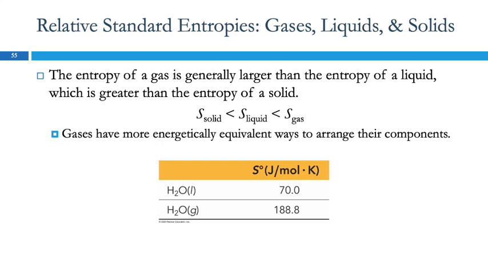So the state of the substance. The entropy of a gas is generally larger than the entropy of a liquid. Liquid has more entropy than a solid, because gases have more energetically equivalent ways to arrange their components. In a solid, the particles are stuck relative to each other, and they can vibrate at different rates, but they can't move around, and so there's fewer ways to arrange them. So if we see water as a liquid, entropy is 70 joules per mole Kelvin. As a gas, it's significantly higher, 188.